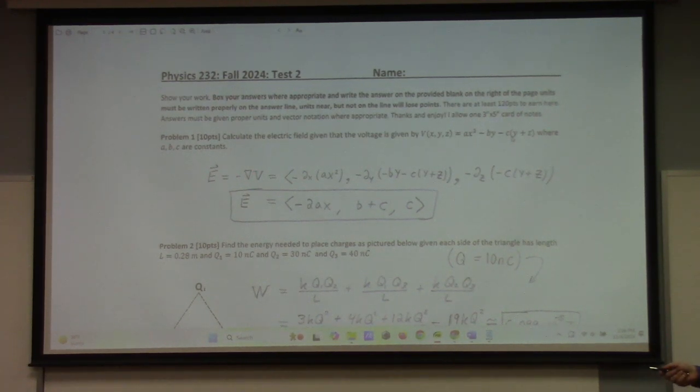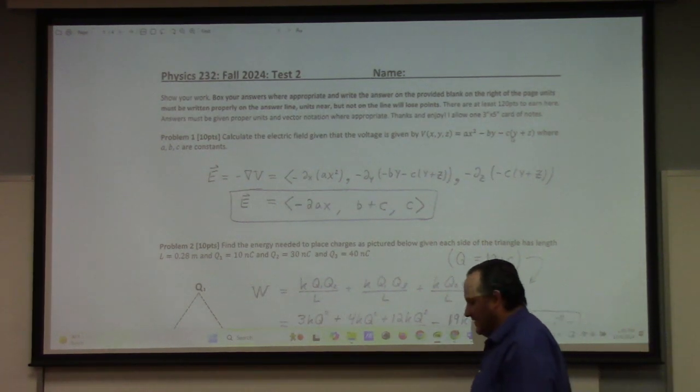Now this one here, find the energy needed to assemble the triangle of charge. It costs you nothing to put the first one in place, right? It costs you this much energy to bring the second one in place. It costs you that much energy to bring the third one in place. Well, also this, because by the time you get to the third one, you have to contend with the first and the second.